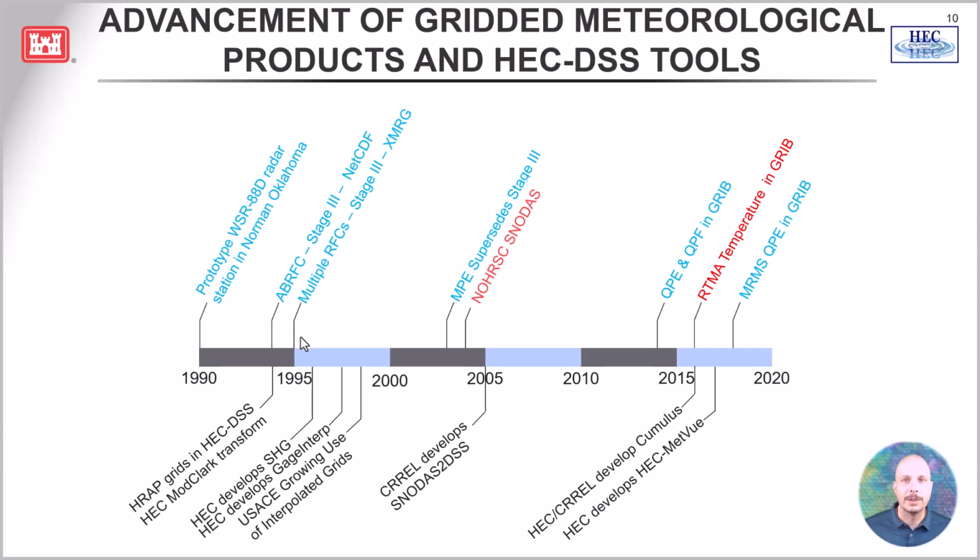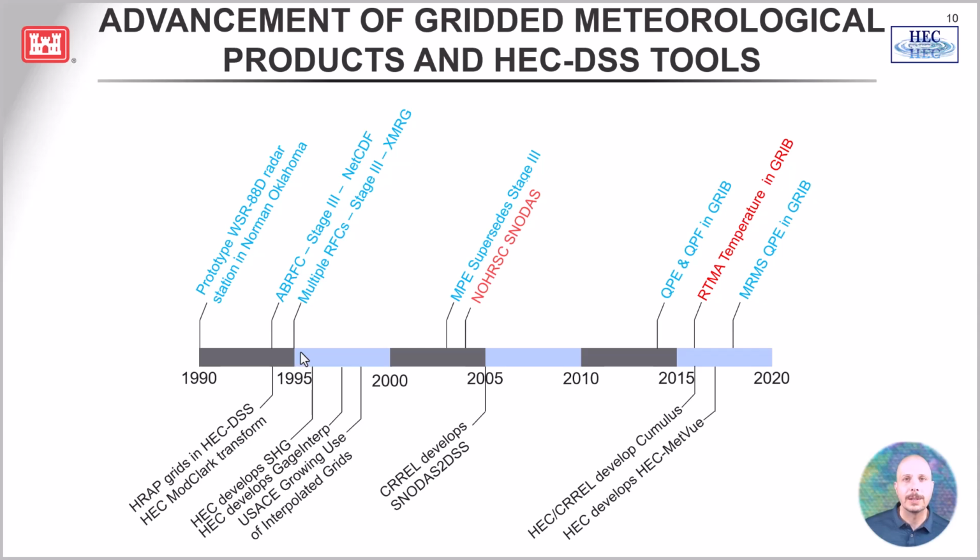In the early stages of radar, the spatial variability of rain was usually captured fairly well, but the accuracy of depth measurements was lacking. So the River Forecast Centers started producing ground truth gridded precipitation products like Stage III. And at the same time, the use of interpolated grids of precipitation started growing in the Corps. And that was possible thanks to HEC developing the GageInterp utility, which generates interpolated gridded data using point measurements from precipitation gauging stations.